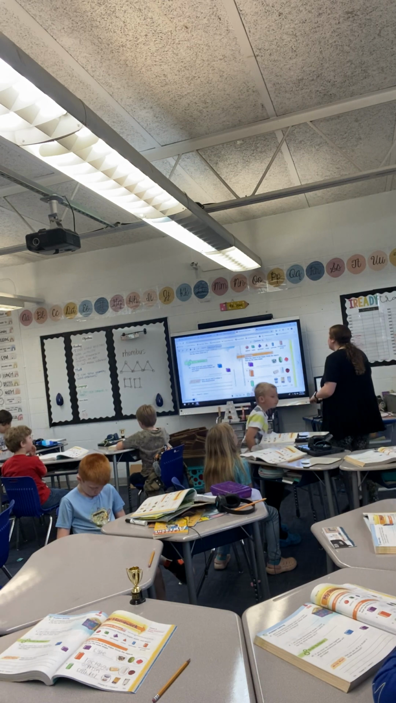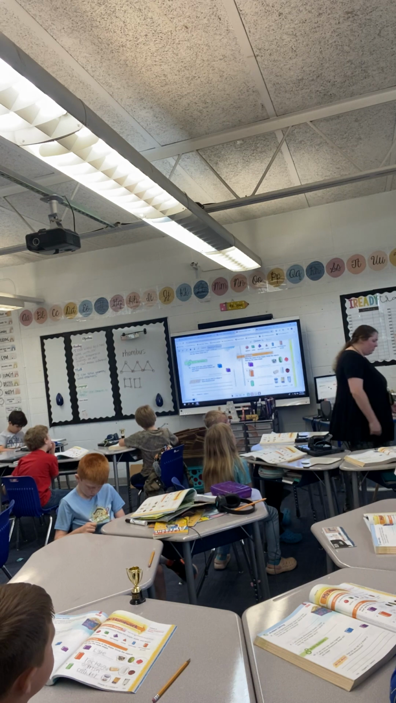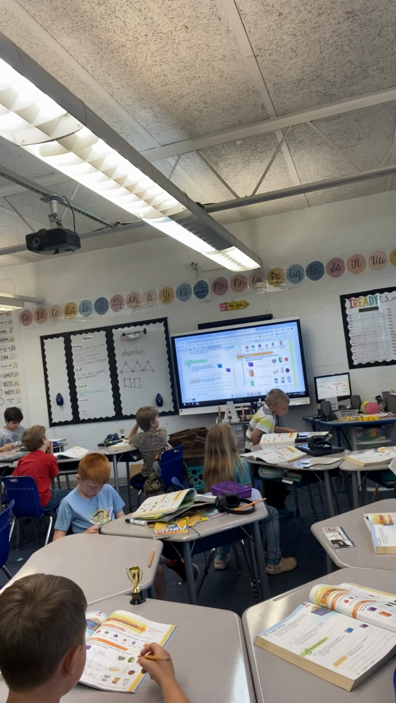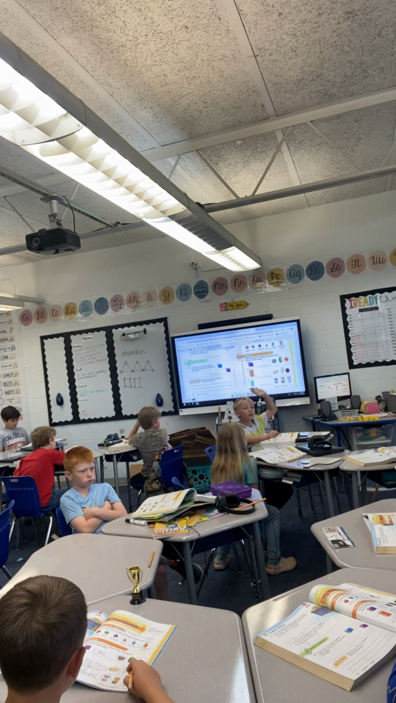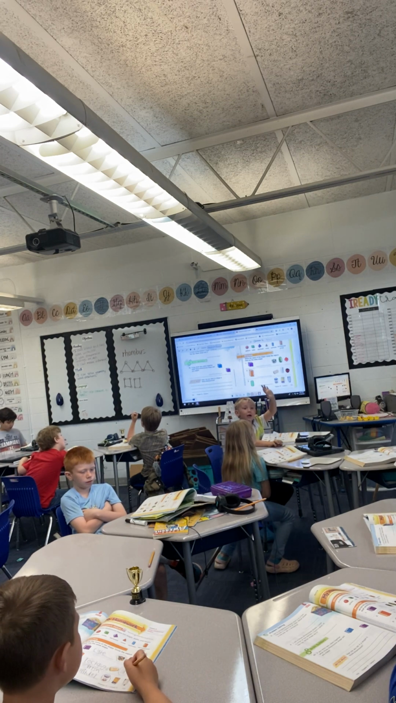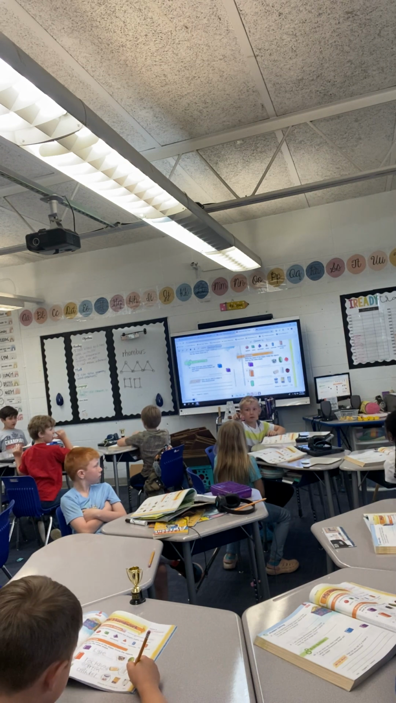Yes, I agree. So let's look at that juice box, the orange juice box. Is that a cylinder? It's a rectangular prism. That's a rectangular prism, right? Do you see any circles making a 3D shape? No.